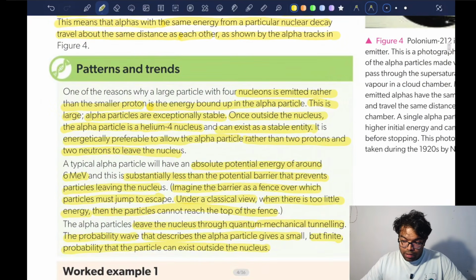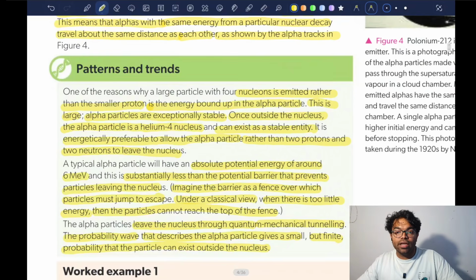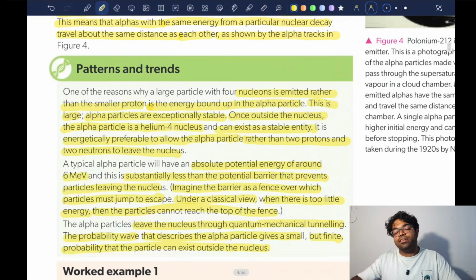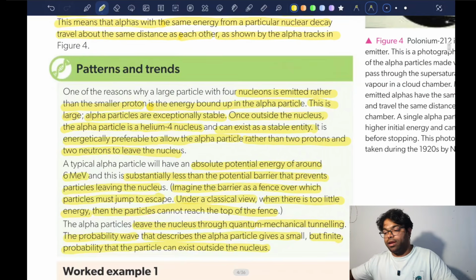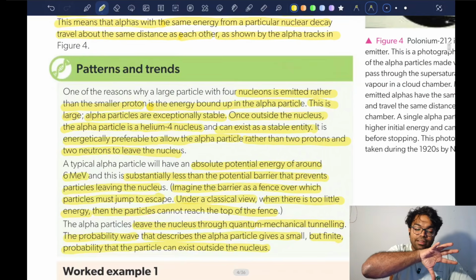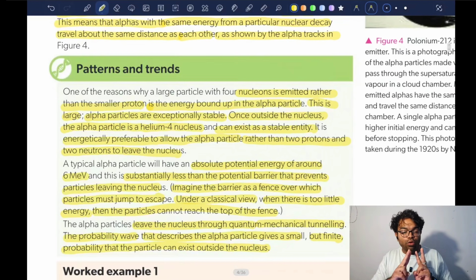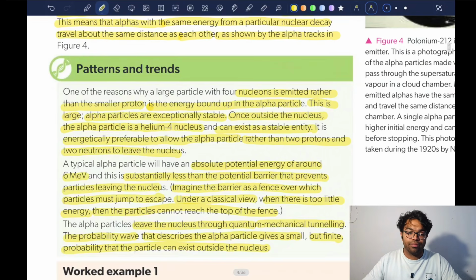Basically, the reason why an alpha particle is preferred rather than protons is because they have the ability to carry more energy, and they can exist outside the nucleus in a stable manner. If they go outside the nucleus, they won't simply disintegrate and come back inside. That is why they are emitted as four together, not individual nucleons. So two protons and two neutrons come together and exit the nucleus as one single alpha particle. Understood?